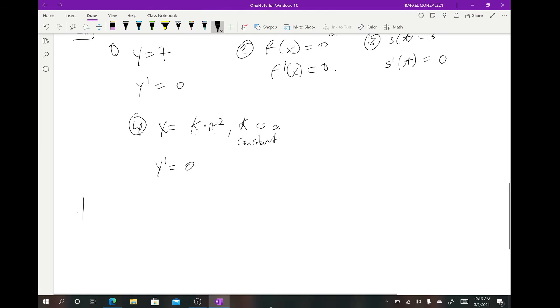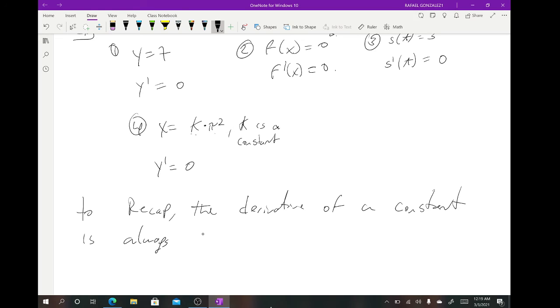So to recap, the derivative of a constant, remember a constant is a number, is always 0.